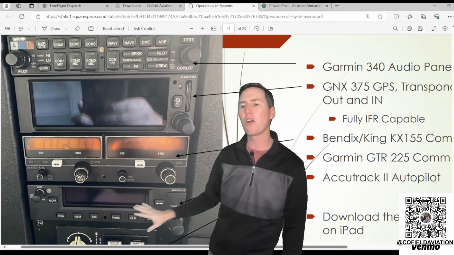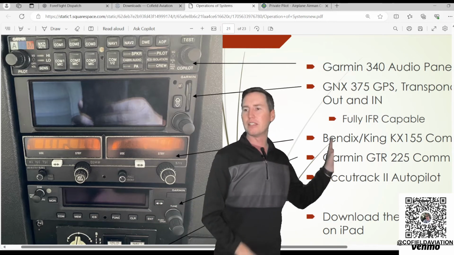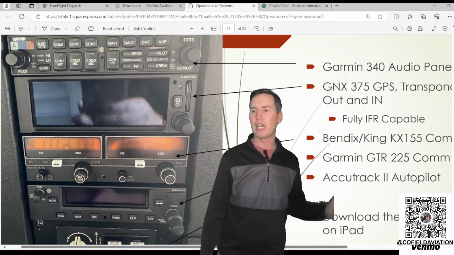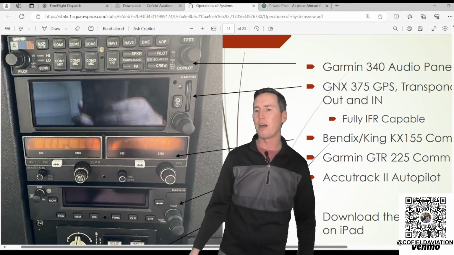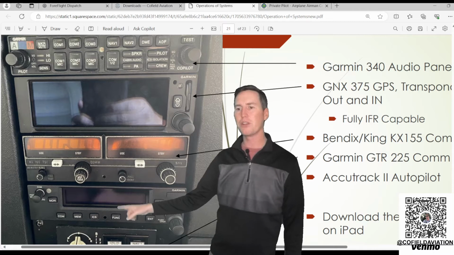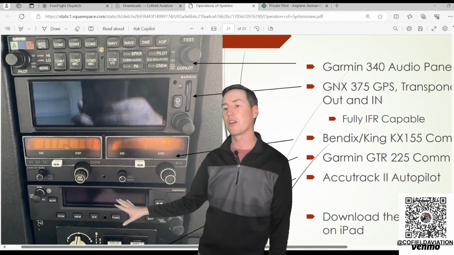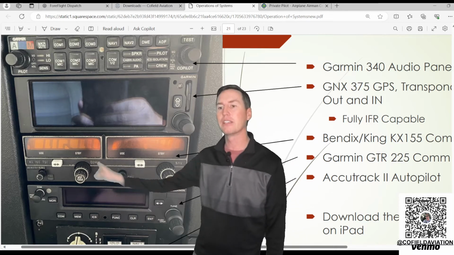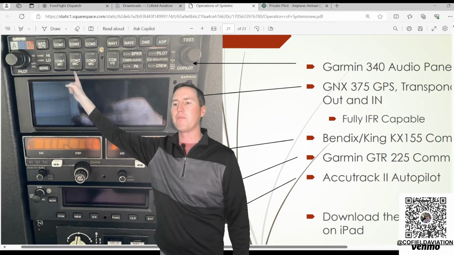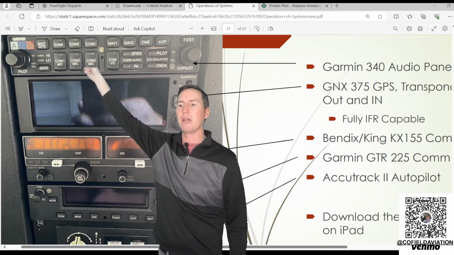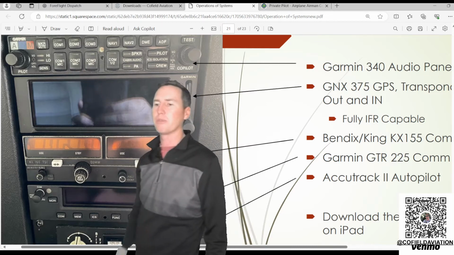And if we wanted to talk on COM 2, if you notice, this is the newer radio, okay? It's the GTR 225 that you can see right here, the Garmin GTR 225 COM. This is our newer frequency. This is what we're usually always talking on. So if we want to talk on this, we would hit the COM 2 mic, right? Because mic is what we want to talk on. It'll automatically select COM 2 listen.